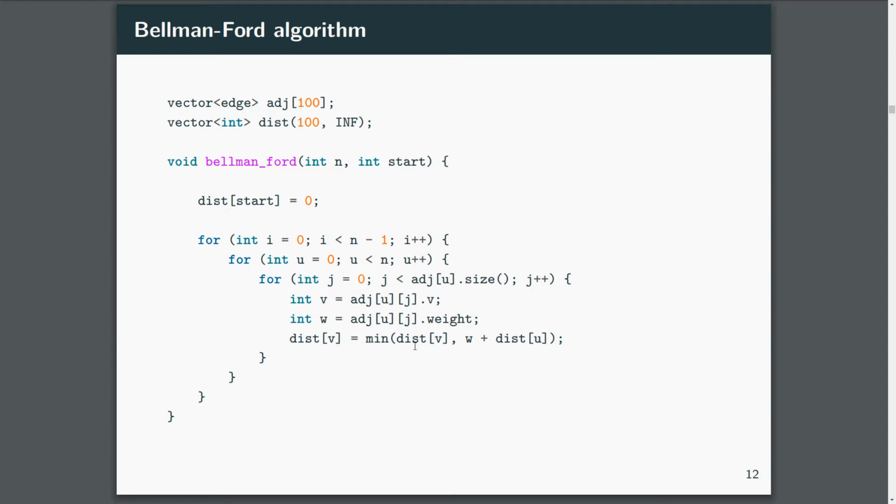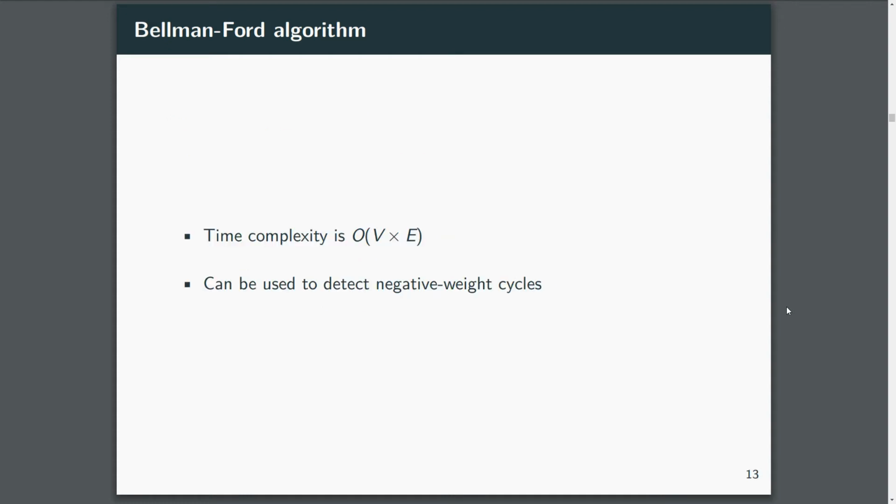So here the minimum distance is gonna be, well, either it's the value that was there before, or we can go from U plus the weight of the edge, and that'll be a better answer now. So this works for negative weights as well. However, it is slower. So the time complexity here is O of V times E. And this can be used to detect negative weight cycles.